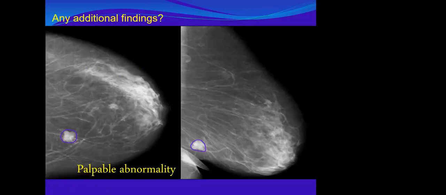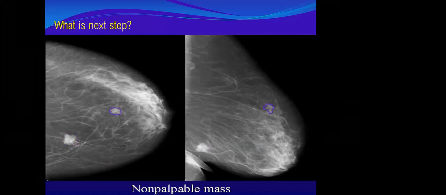So yes, any additional findings? You said from the beginning, you described it. So is it significant or not significant, this focal asymmetry? What is the significance for this? Yes, it is significant. Why? Okay, because we have a palpable abnormality with this mass, so I'm thinking about multifocal. Yes, it could be multifocal, and if it is another lesion, it will be multifocal or multicentric.